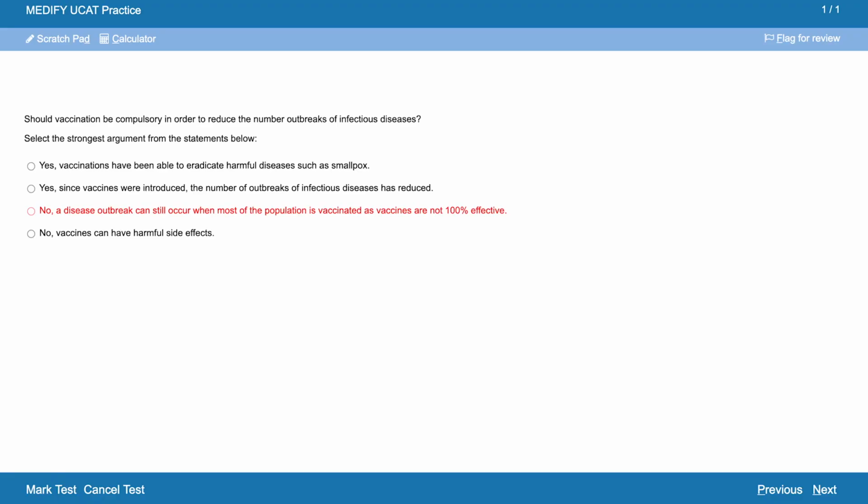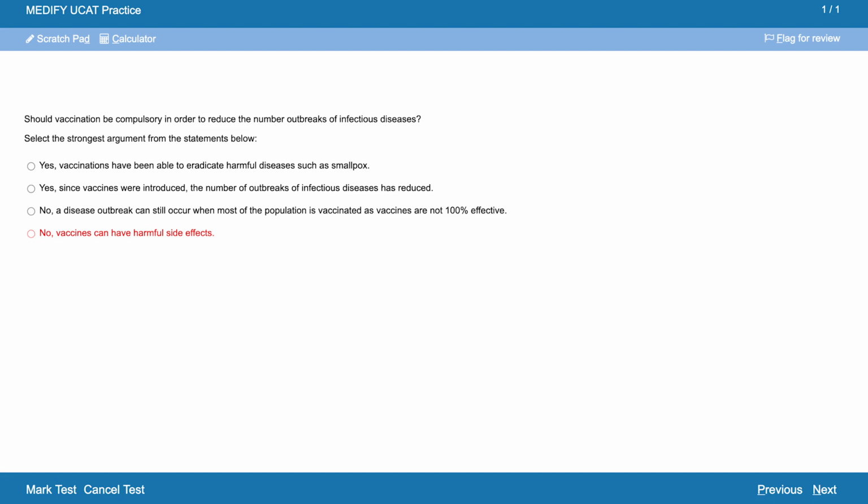So the next one reads, no, a disease outbreak can still occur when most of the population is vaccinated, as vaccines are not 100% effective. So again, this statement doesn't address the fact that the question is only talking about reducing the number of outbreaks and not completely eliminating it. And the final statement says, no, vaccines can have harmful side effects.